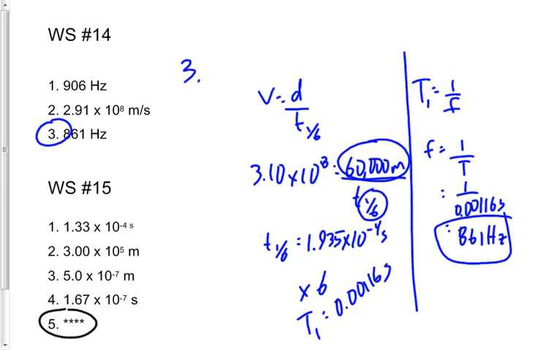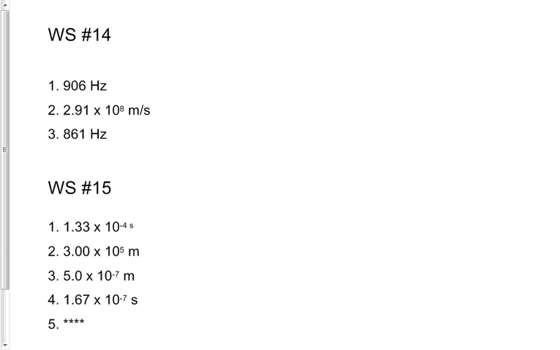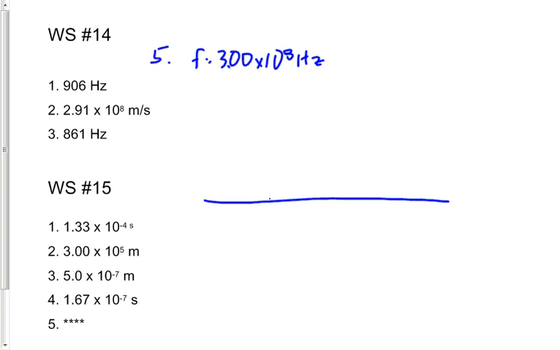Let's take a look at number 5 now as well on worksheet number 15. The issue with this one was just how it's worded. It says a radio wave of frequency 3.00 times 10 to the 8 hertz travels from ground level a distance of 50 meters, reflects off of the metal roof at an angle of 30 degrees and returns to ground level.